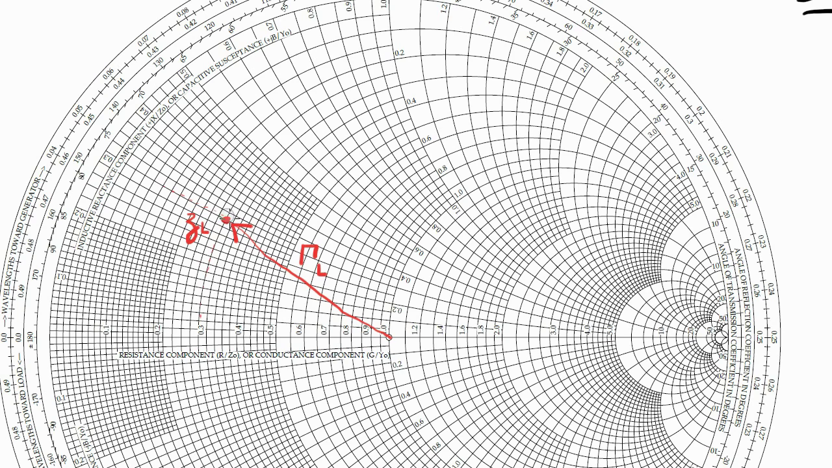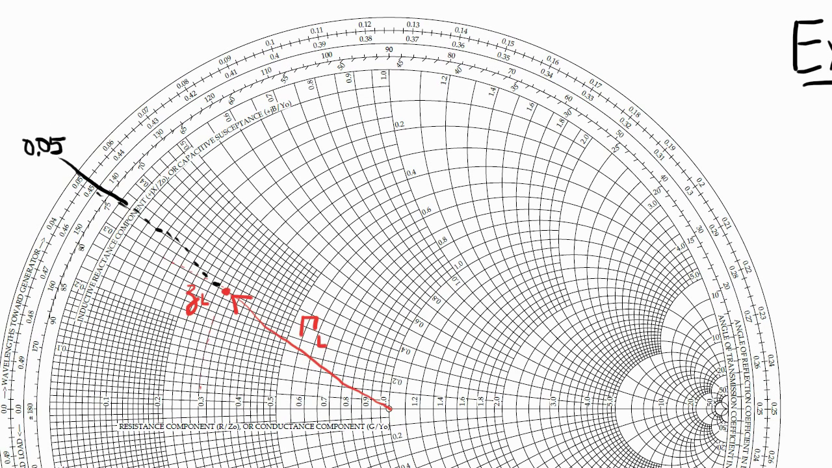Okay, now I'm going to extend the gamma L to the outer circular scale in order to note my starting point, because I know that I'm going to be moving on a transmission line away from the load and towards a generator. So my starting point in wavelength is right about 0.05 lambda. Now my job is to move by 0.3 lambda towards the generator, which of course implies rotating clockwise on the transmission line. Adding 0.3 lambda to 0.05 lambda, I'm going to end up at 0.35 lambda.